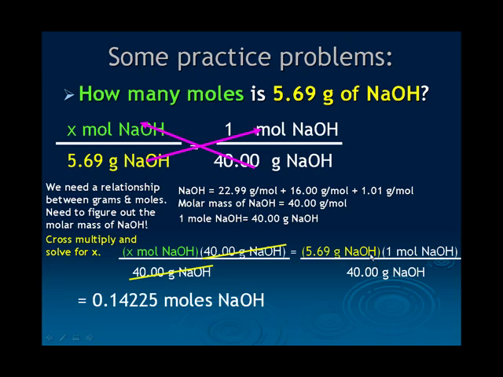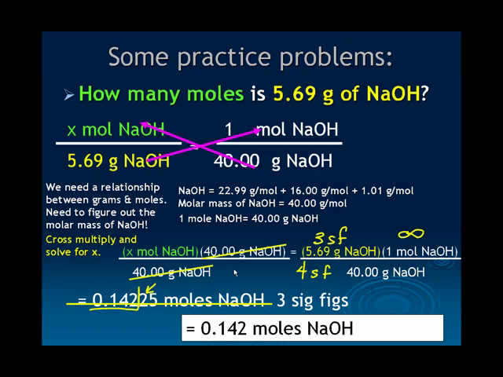0.14225 moles of NaOH. Now, we do need to consider significant figures. We look at the math problem that we did. Here, 5.69 is 3 sig figs. The 40.00, with trailing zeros and a decimal, is 4 sig figs. This 1 is a counting number, and it's considered to be infinite. So my least number of significant figures in this problem is 3 sig figs. I'm going to keep these three digits right here and look to the next number to round. It's a 2, so I don't do anything. And there's my final answer: 0.142 moles of sodium hydroxide.